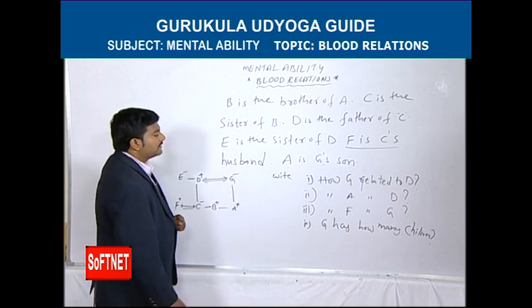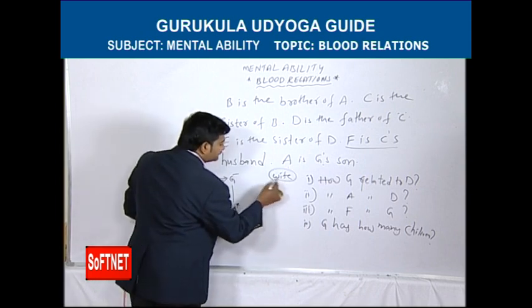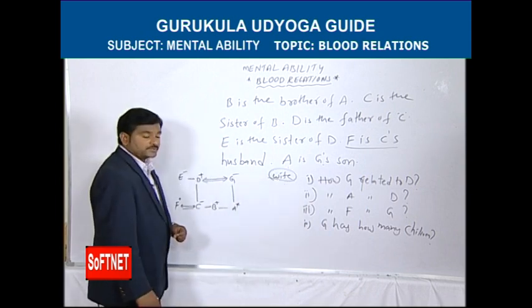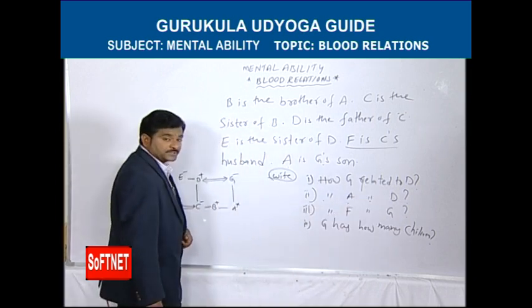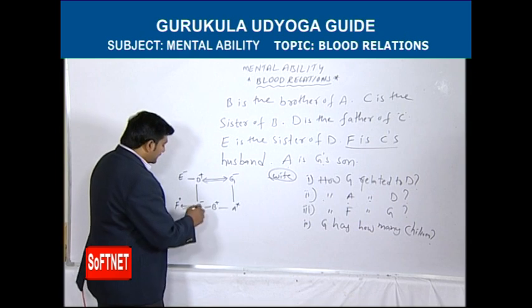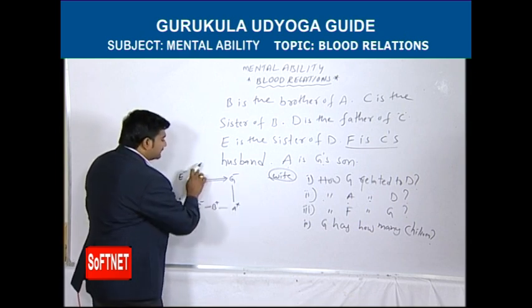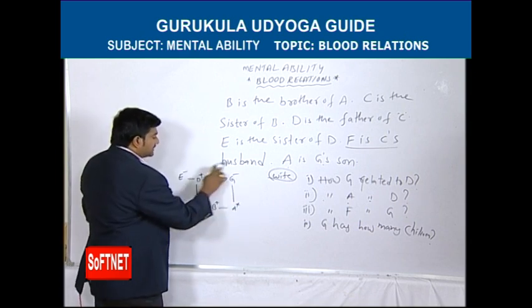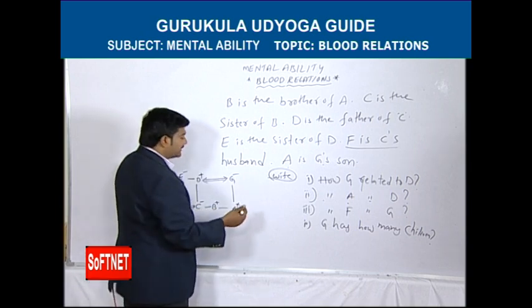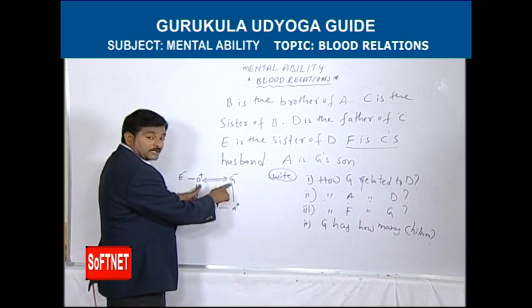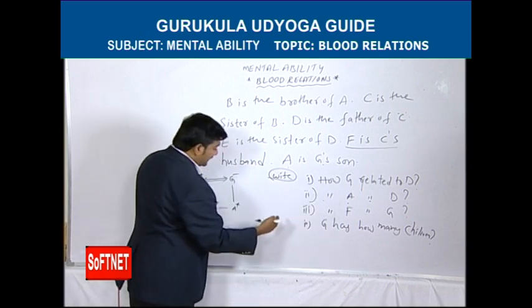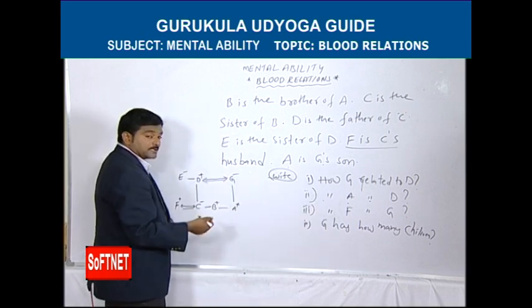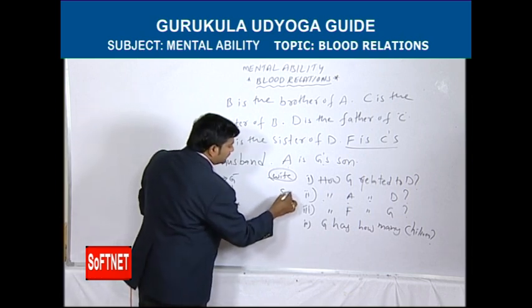It is very clear. First question answer is wife. Now go to second question. How A related to D? See, obviously A is D's what? Son. It is very clear because these both are wife and husband. Since these both are wife and husband, what we can say? A is the son of D. It's very clear. So son.